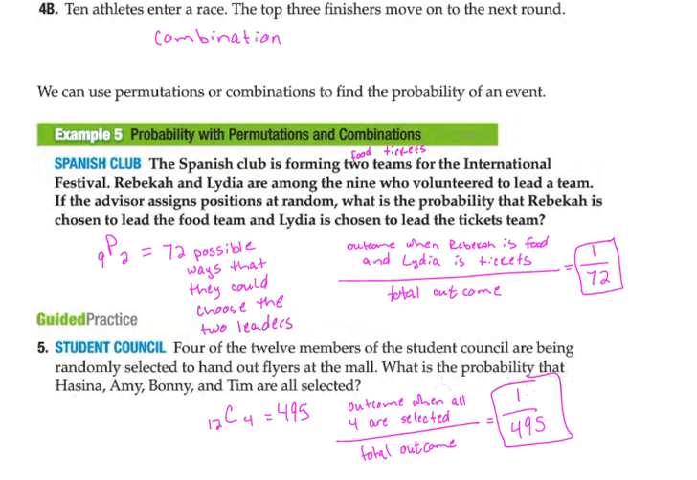So just remember, the biggest thing is understanding the difference between a permutation and a combination. When does arrangement matter, order matter, and when are we just choosing? And I think you're ready for the assignment for this section.